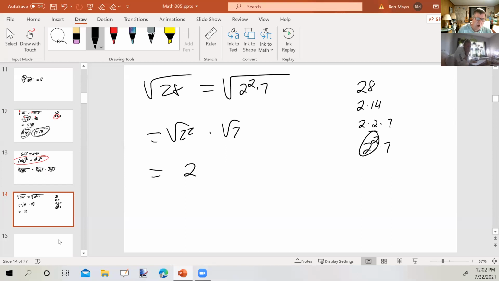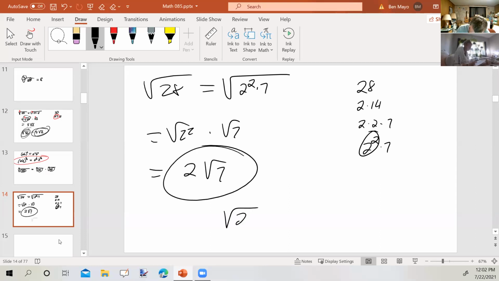It's a 2 on the outside because we're unsquaring the square. So I get 2 square roots of 7. So the square root of 28 simplifies down to 2 square roots of 7. So I've reduced the amount inside the radical. We okay with this? All right. How about this one?